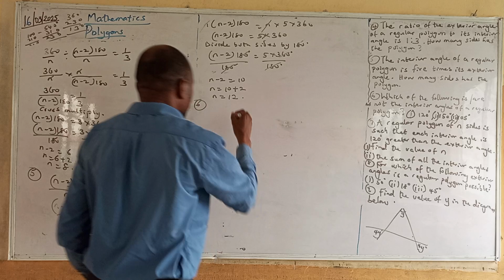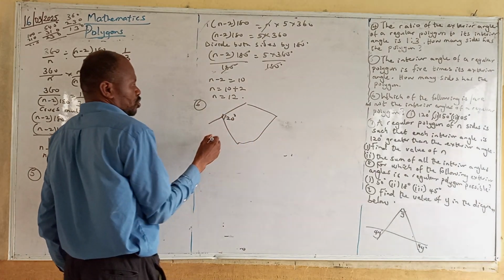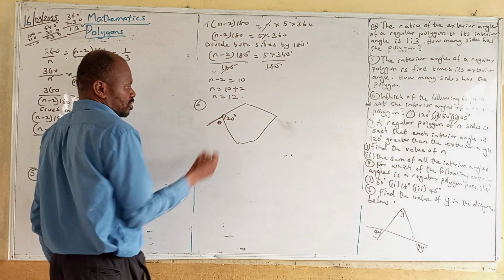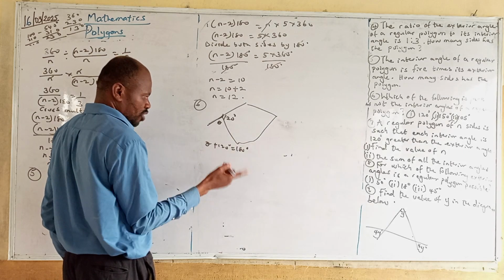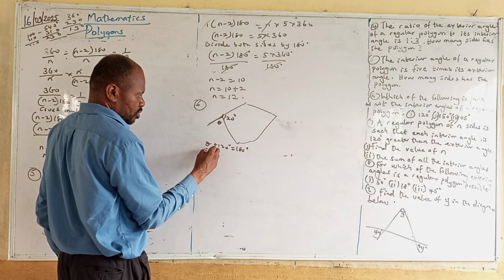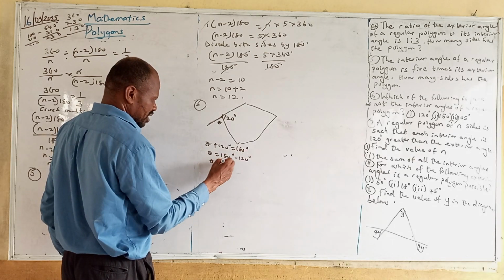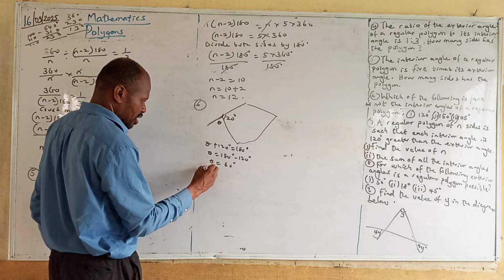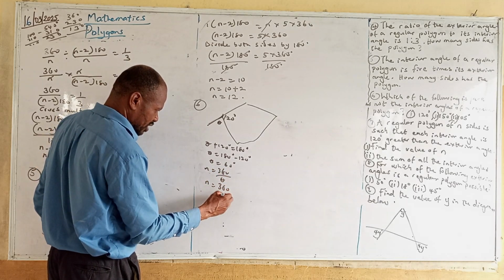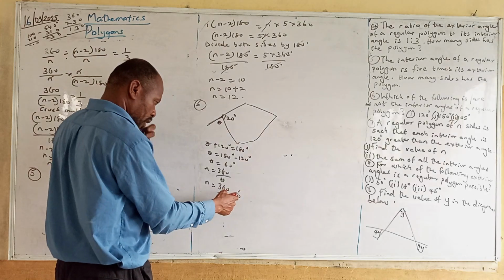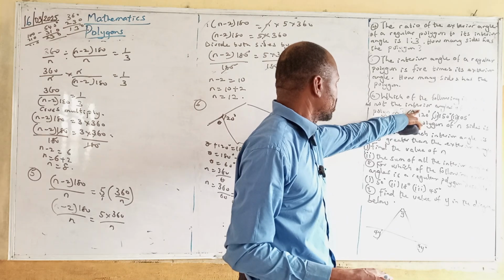Let's check 120. By the time you calculate this one, your theta plus 120 degrees will give you 180 degrees, because it forms a straight line. So theta will be 180 degrees minus 120 degrees, theta will be 60 degrees. So n equals 360 over theta, so n equals 360 over 60, and that's 6. That's a whole number. That means 120 degrees is possible for an interior angle of a regular polygon.